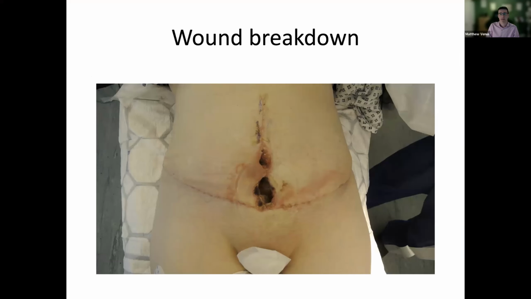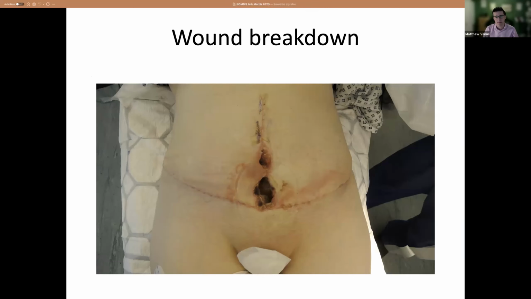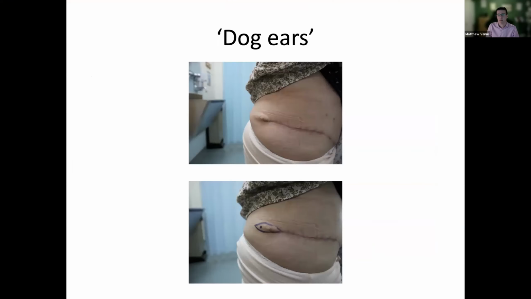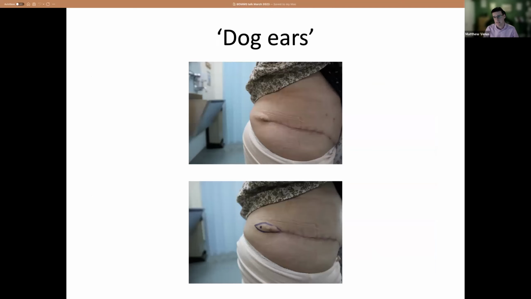There's one of my patients with wound breakdown, and this is very disappointing. This happens, obviously. I tend to treat them with topical negative pressure, sometimes over 2, 3, 4 weeks. Usually they heal with very reasonable scarring. And then there are minor problems like so-called dog ears, which we can just excise under a local anaesthetic in clinic or a treatment environment.